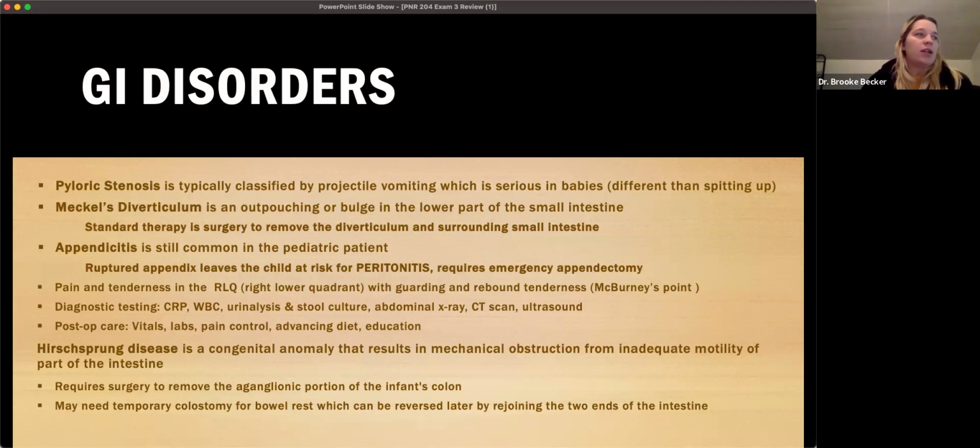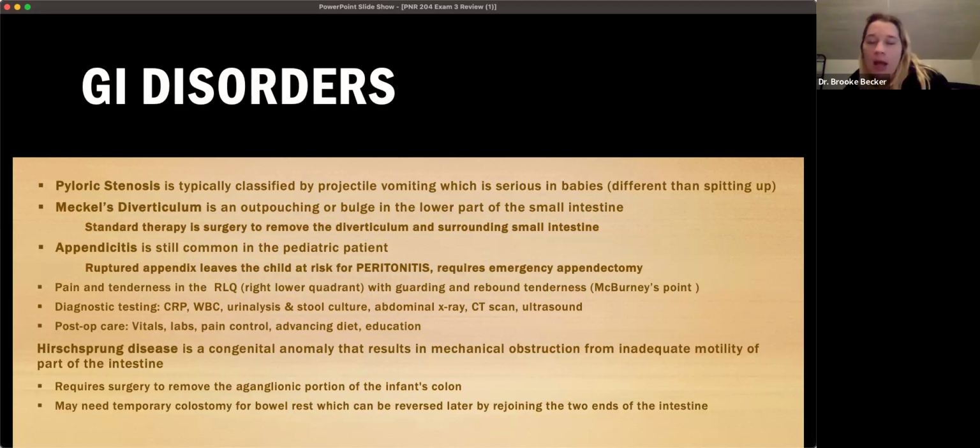They're going to have pain and tenderness in the right lower quadrant specifically. A lot of times they're guarding their belly. They do not want you to come near them. They're in the fetal position. If you push on their belly at McBurney's point, which is kind of the right inner lower quadrant, they're going to have more pain with letting go than pushing. So that's called McBurney's point.